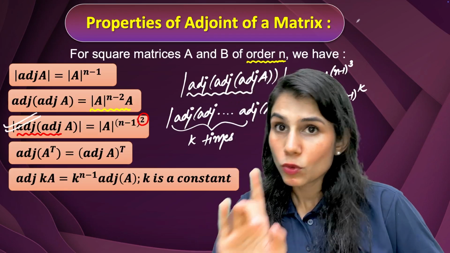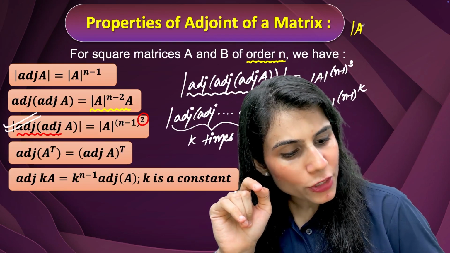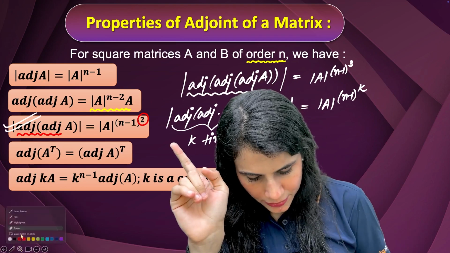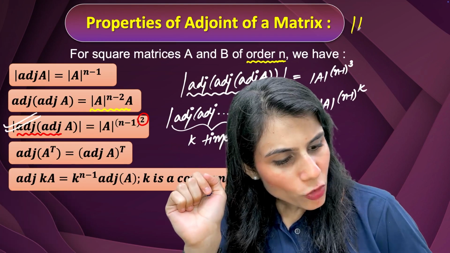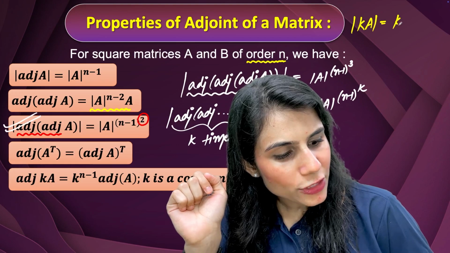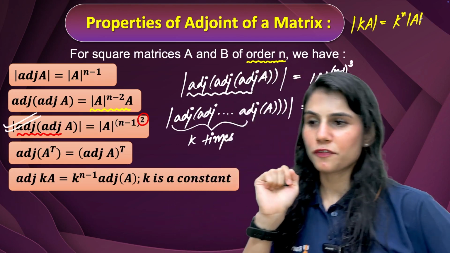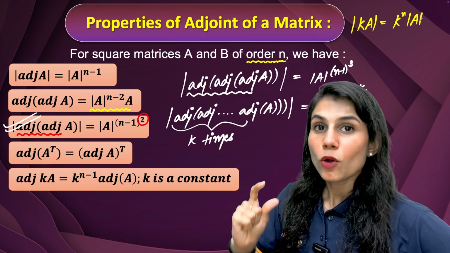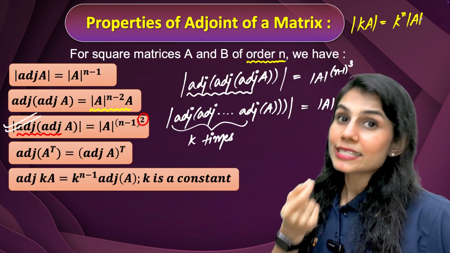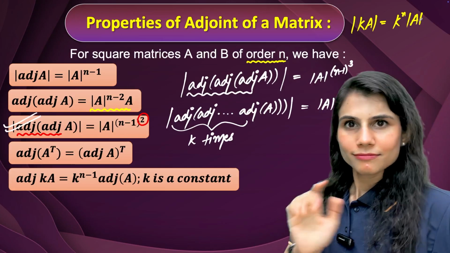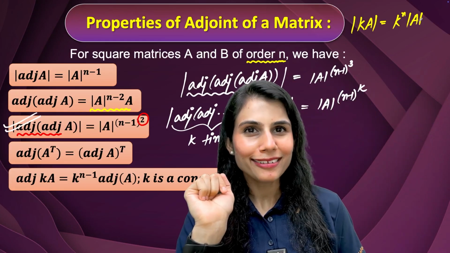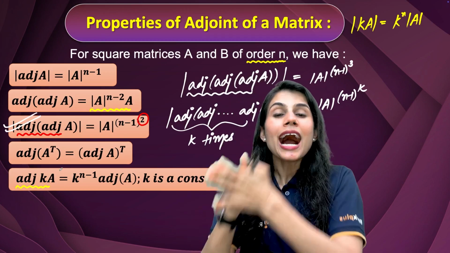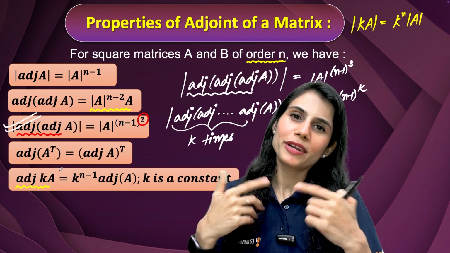We have learned, let me write this in the manner that you have seen it, determinant of K times A is K to the power n times determinant of A. You remember this? So K comes out of the determinant with the power n, where n represents the order of A. Here, what's happening? We have adjoint of K times A. K is coming out of adjoint but with the power n minus 1.